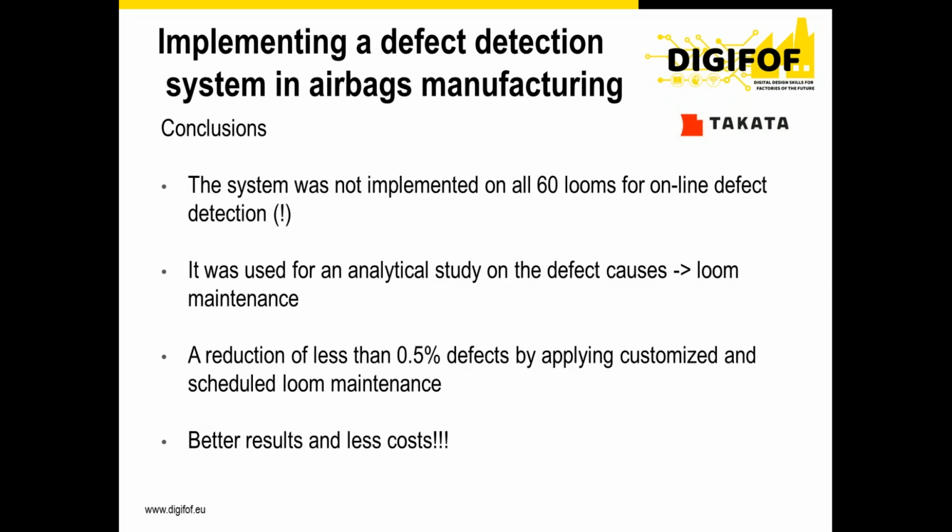So at the end, they managed to reduce the number of defects by changing the maintenance schedule, and also by finding what were the links in this production chain that were causing the defects. So this is, let's say, the final use of our system.